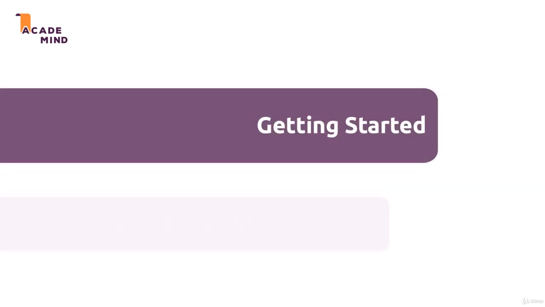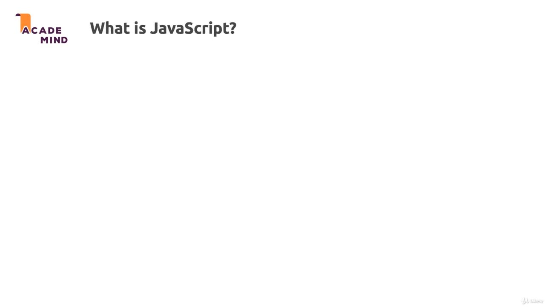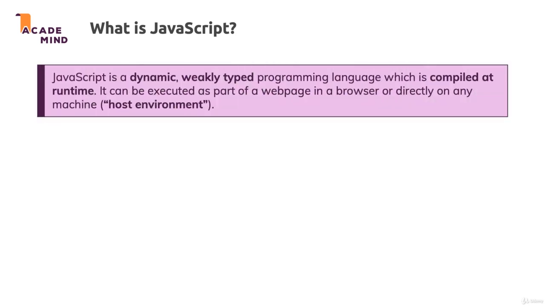So let's get started with this course and with everything you need to know about JavaScript by diving into this important question. What is JavaScript? Let's have a look at a couple of definitions. JavaScript is a dynamic, weakly typed programming language which is compiled at runtime. It can be executed as part of a web page in a browser or directly on any machine in a so-called host environment. Okay. Not entirely clear yet?